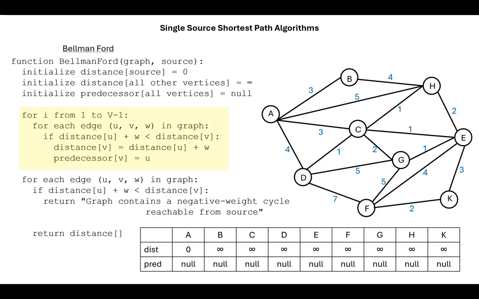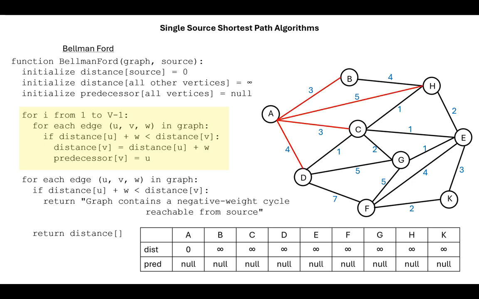Now we do this V minus 1 times, so in this case there are 9 vertices. We would do this 8 times. We actually won't do it 8 times, so if you're getting bored halfway through, don't worry, we're only going to do it about 3 times for reasons that I will explain.